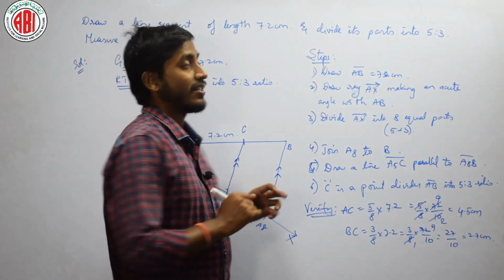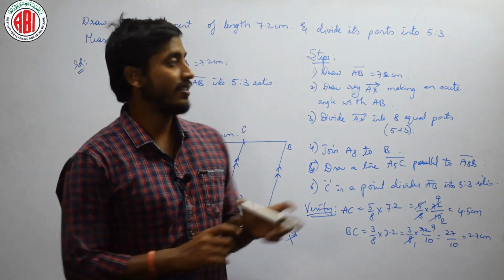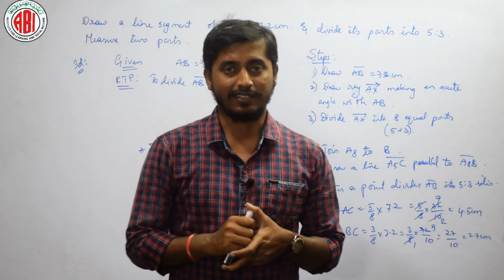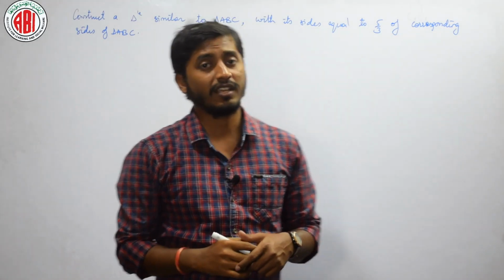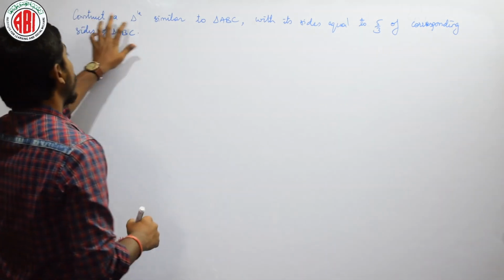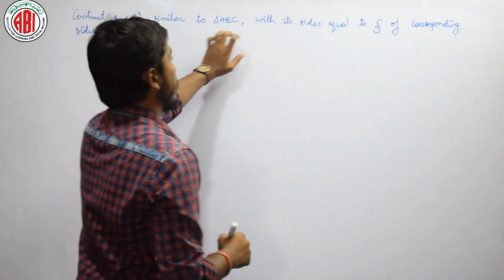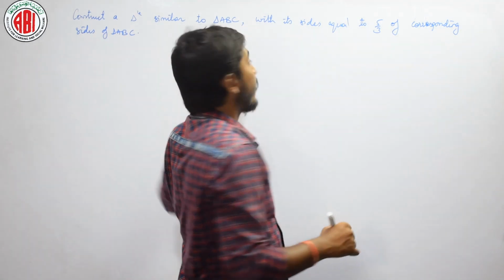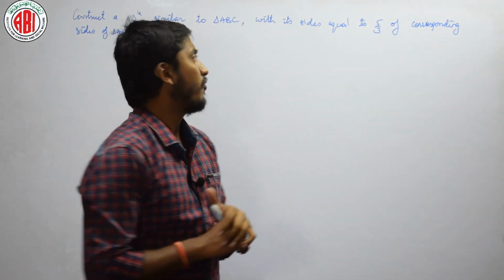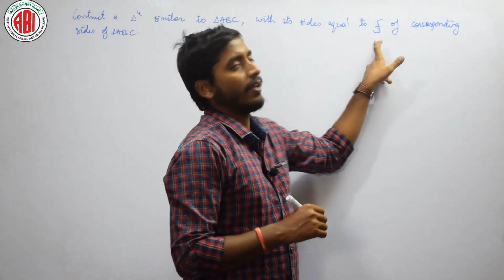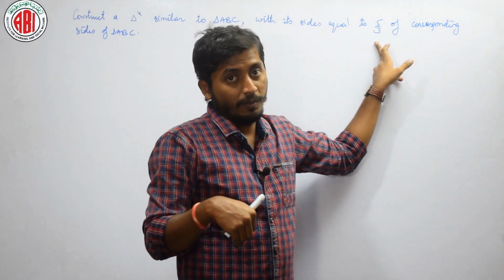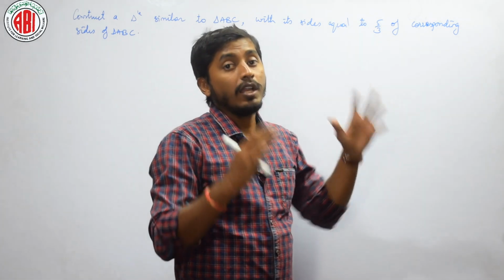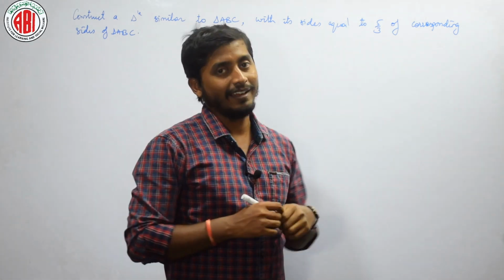This is a basic question which we will use the same strategy and same everything in our next questions. Okay. Now see here, the question given here, he is asking us to construct a triangle similar to the triangle ABC with its sides equal to 5 by 3 of the corresponding sides of ABC, right. If you observe here, 5 by 3, numerator is more than denominator, which means the triangle which we are going to consider will be more than the actual triangle, right.